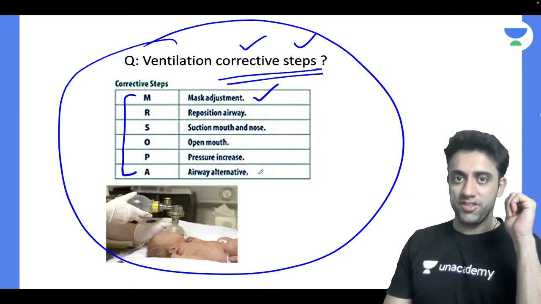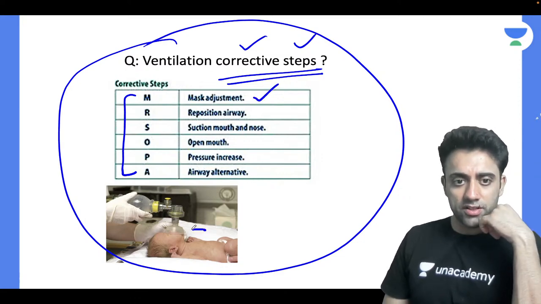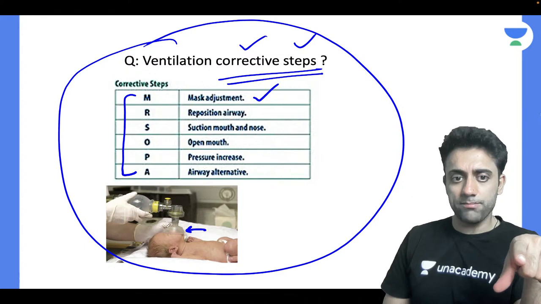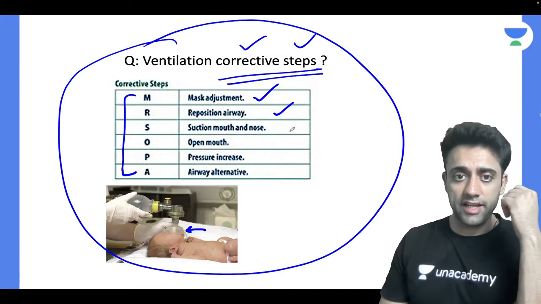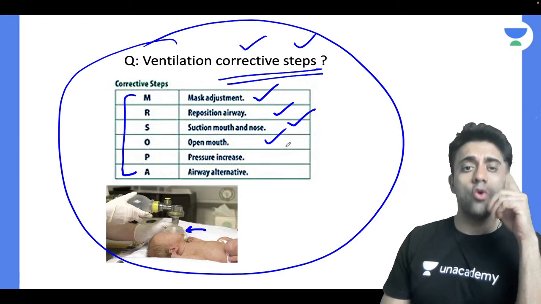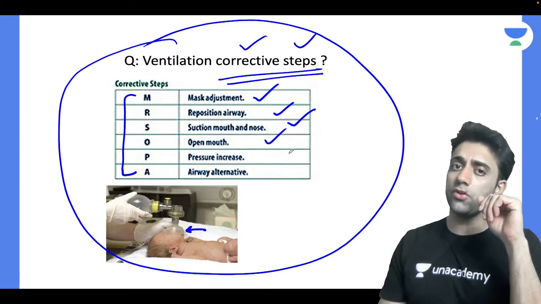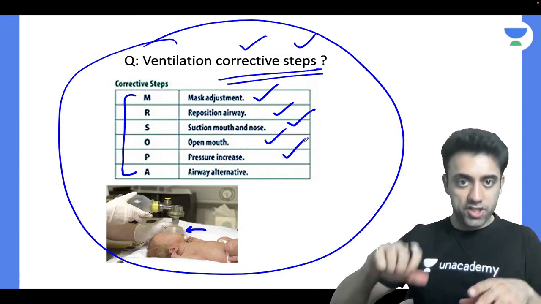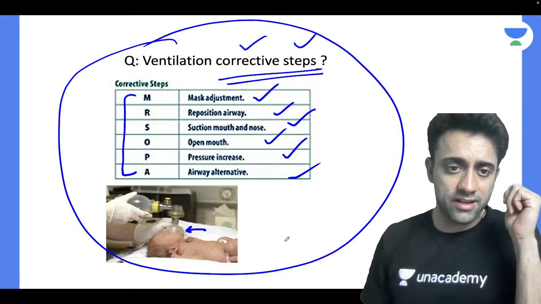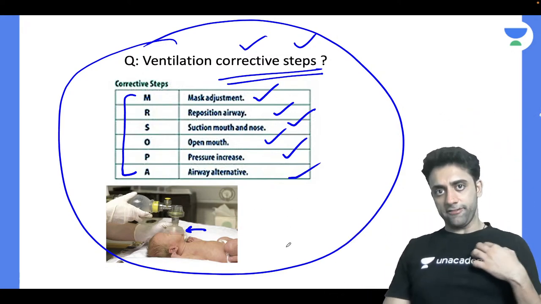Number one, mask adjustment. Can we see this picture? Very important image. Maybe this mask is not proper. Reposition the airway, suction the baby again. Open mouth. Sometimes the mouth is closed and I'm not able to do the bag and mask, so open the mouth. Or pressure, I will increase the ambu bag pressure. Or last is airway alternative.